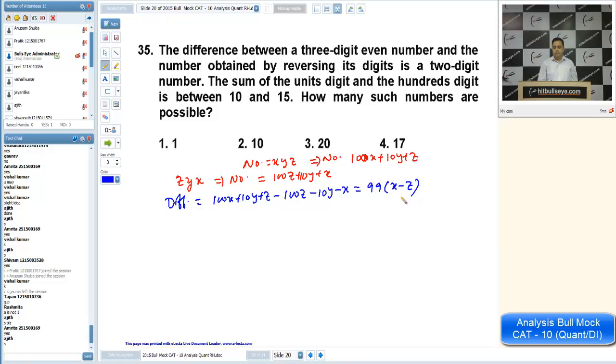Now since it is given that the difference is a 2-digit number, this expression will be equal to our 2-digit number, and it is only possible if x minus z is equal to 1 or minus 1. So I can say that mod of x minus z should be equal to 1. Also z is an even number. So what are the possible values for x and z?